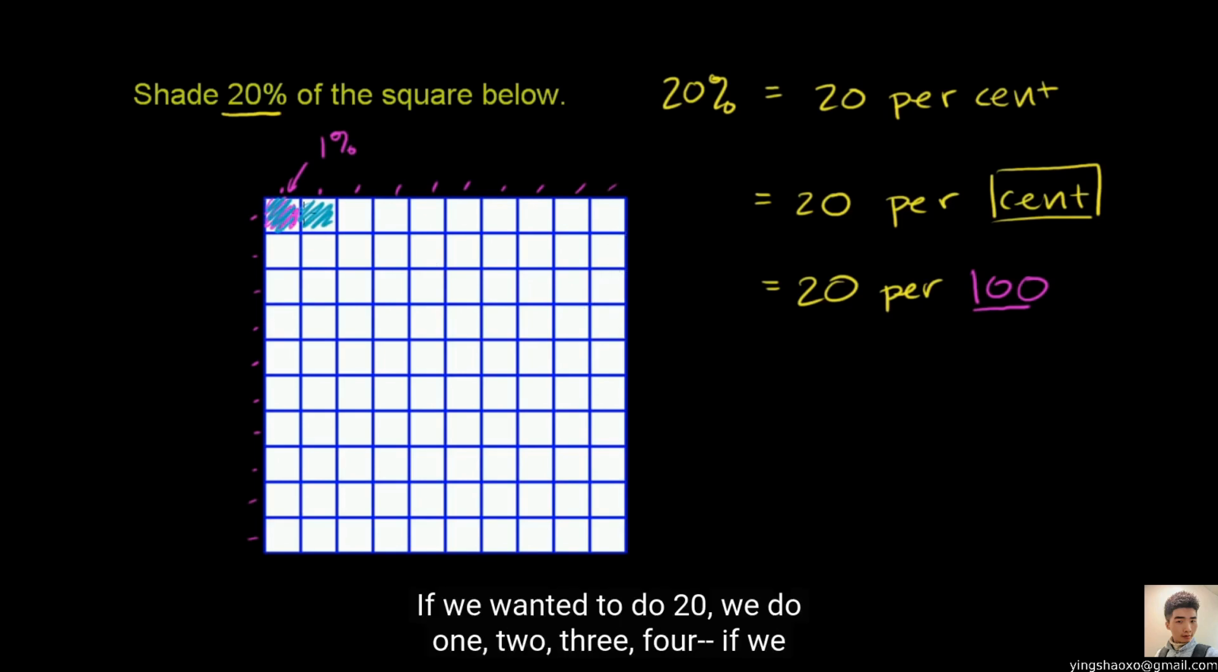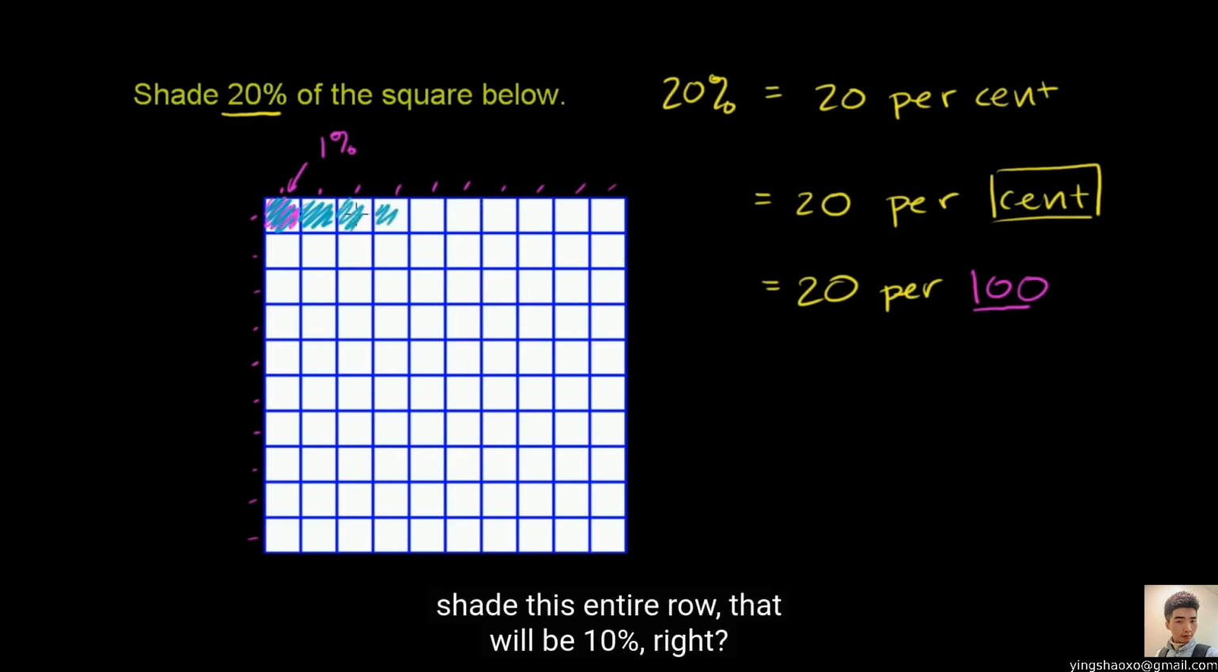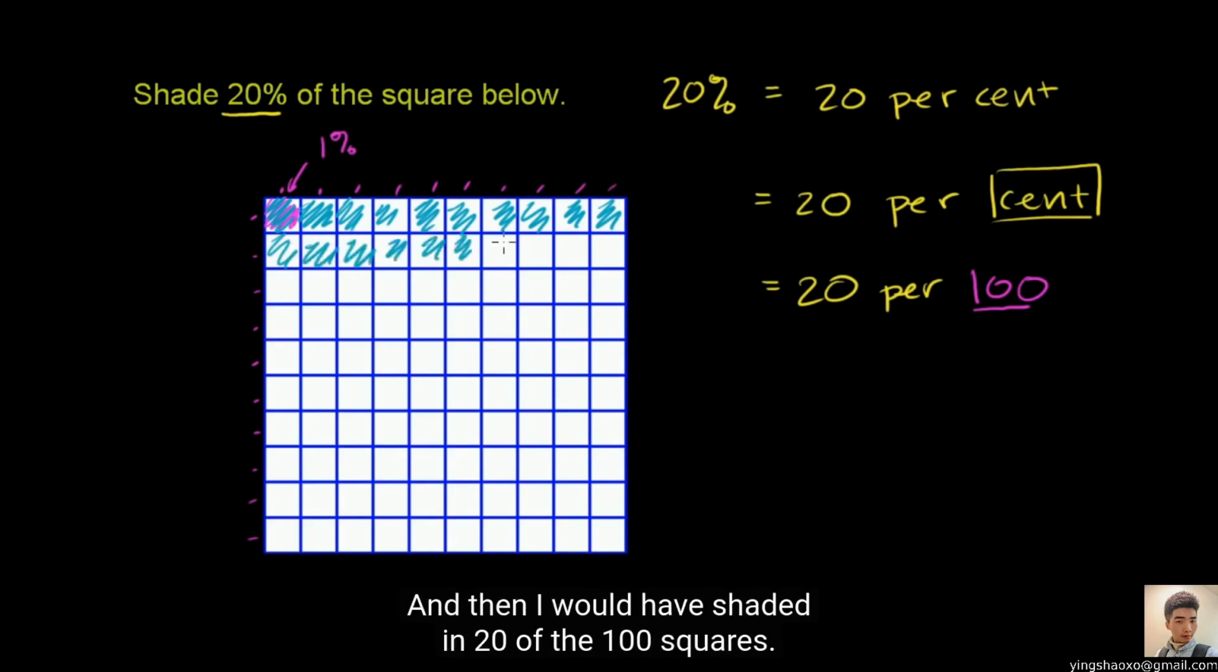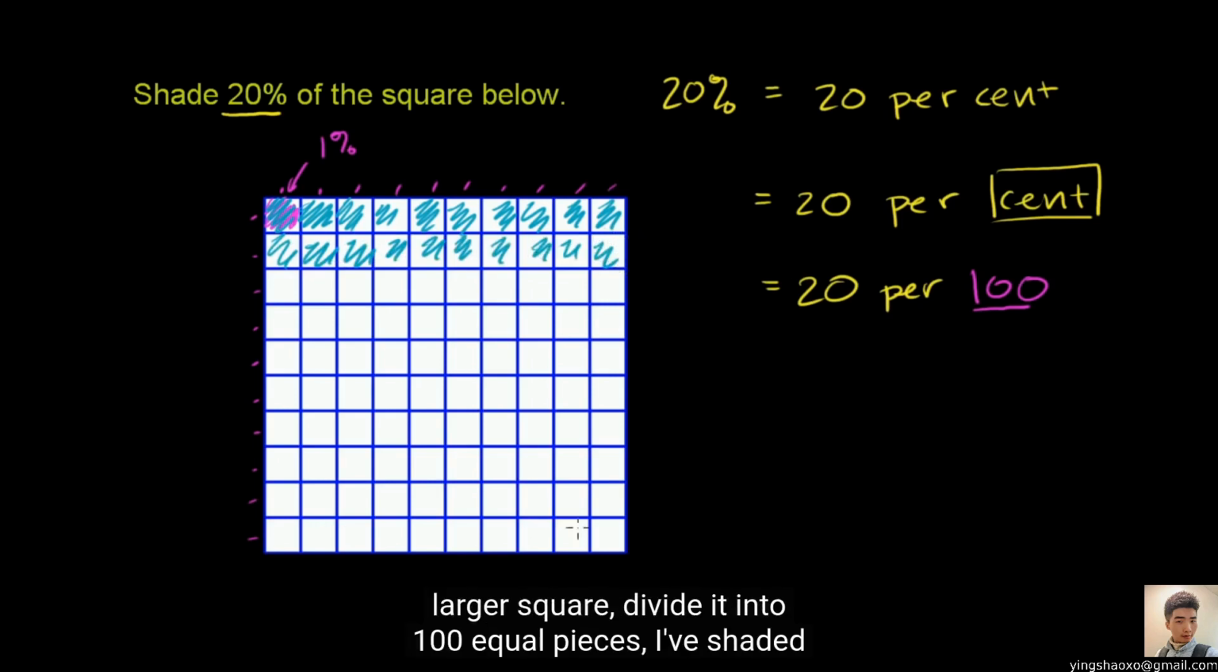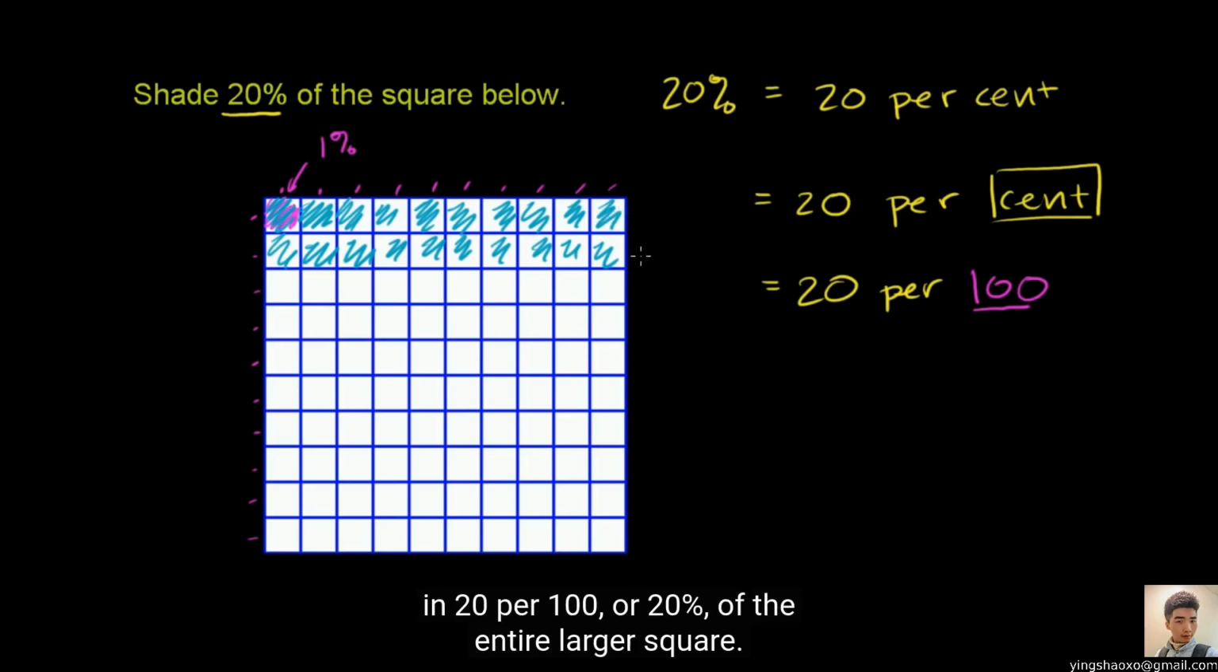So if we wanted to do 20, we do 1, 2, 3, 4. Actually, if we shade this entire row, that will be 10%, right? 1, 2, 3, 4, 5, 6, 7, 8, 9, 10. And then we want to do 20, so that'll be one more row. So I can shade in this whole other row right here. And then I would have shaded in 20 of the 100 squares. Or another way of thinking about it, if you take this larger square, divide it into 100 equal pieces, I've shaded in 20 per 100, or 20% of the entire square. Hopefully the entire larger square.